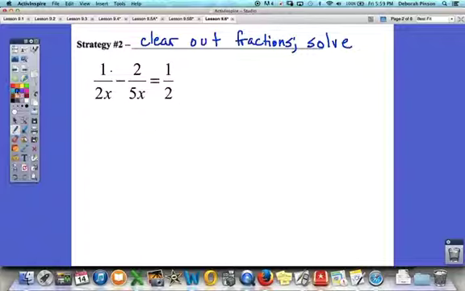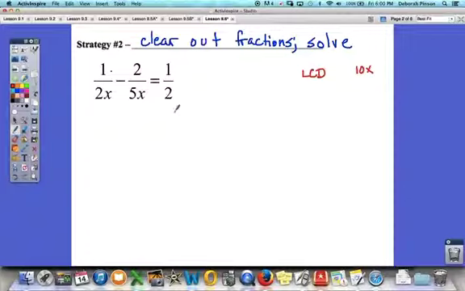All right, now here's how I'm going to clear out my fractions. I want to look at all of my fractions, here I have 3 of them, however many you have, and decide on the lowest common denominator. In my case, it's 10x. I need 10 for the 2's and the 5's. I need an x because I've got an x in these. So my lowest common denominator is 10x.